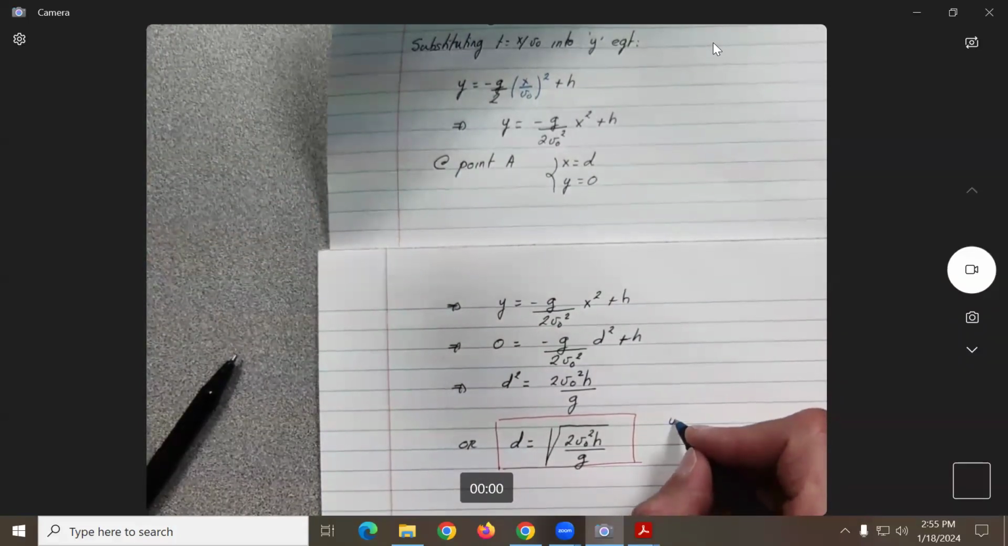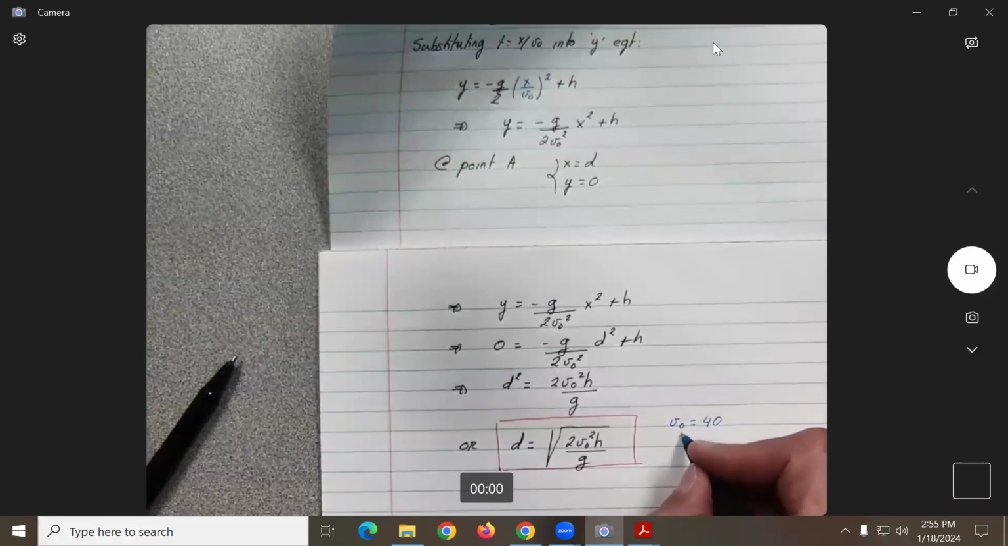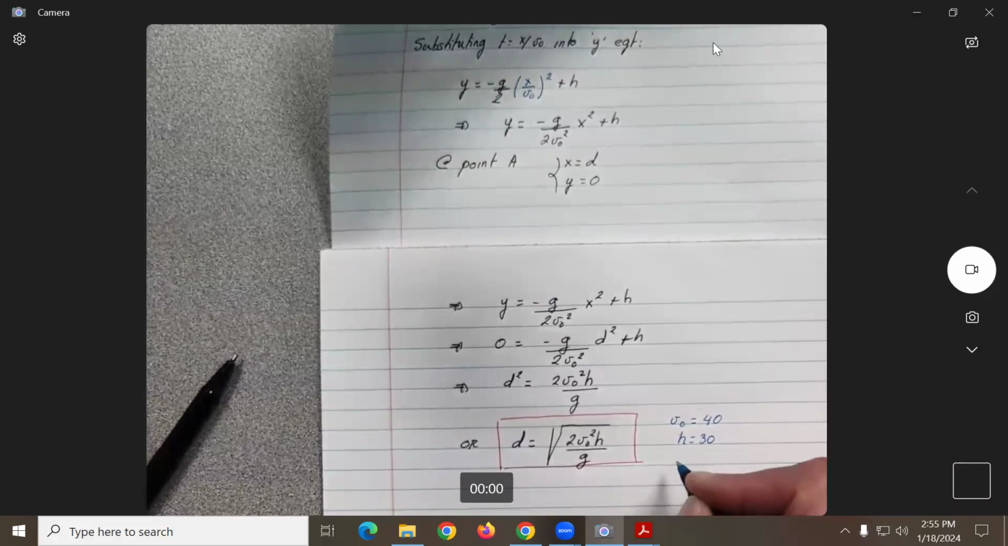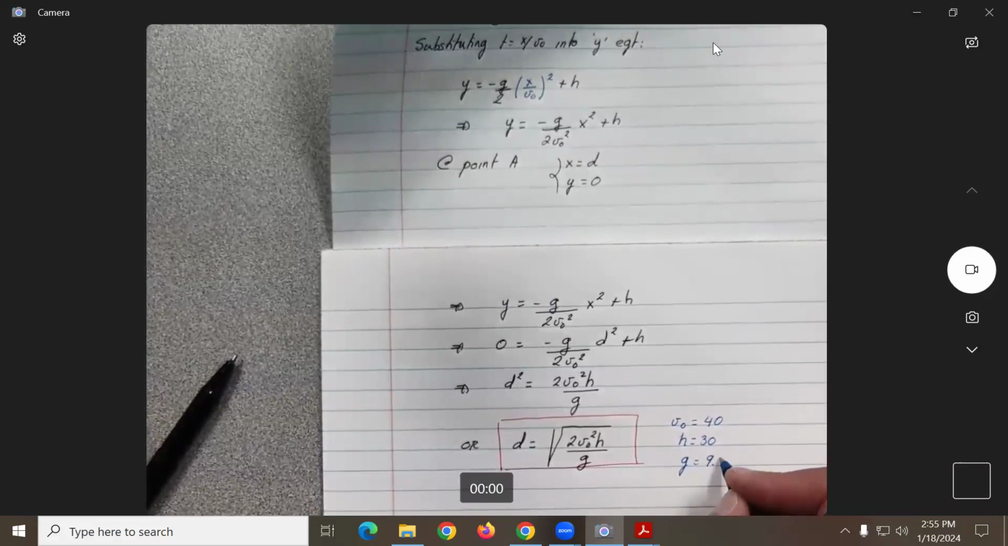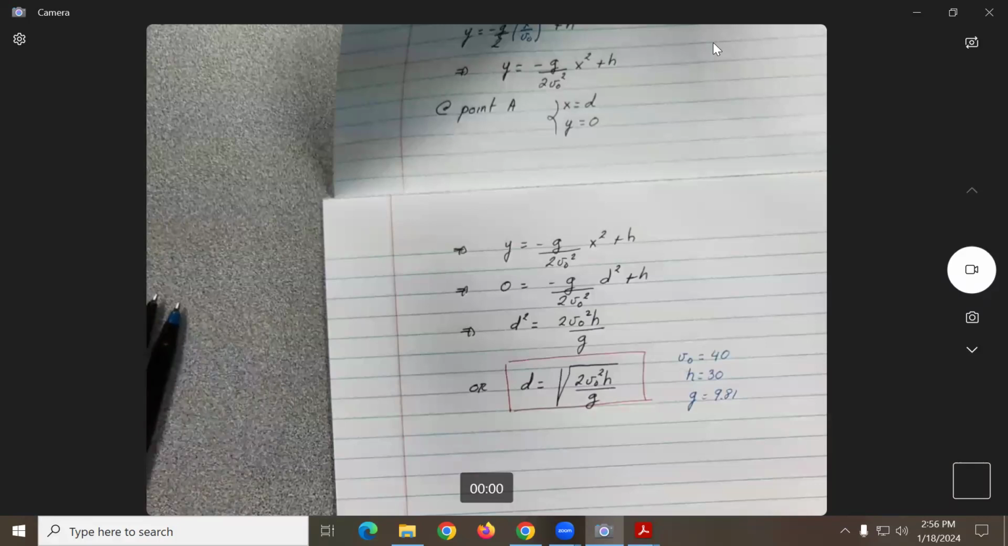Where we know that V naught, I think, was equal to 40 and H equal to 30 and G would be 9.81, no? So if you want to do the numerical application, you can do it. But like I told you, I don't really care about the numerical applications.